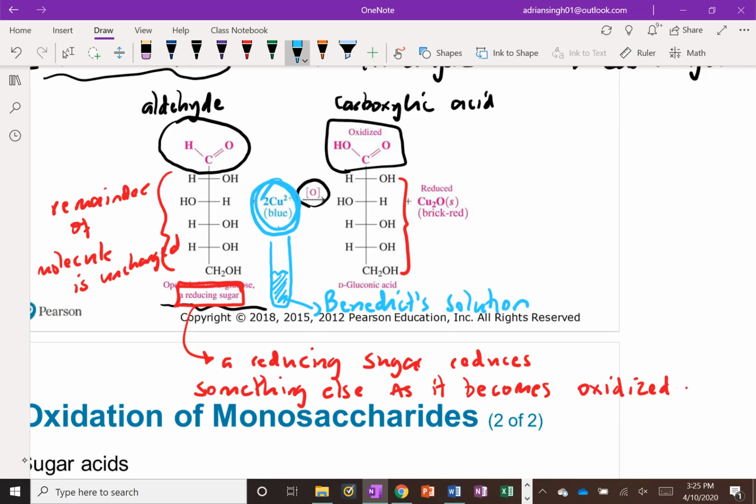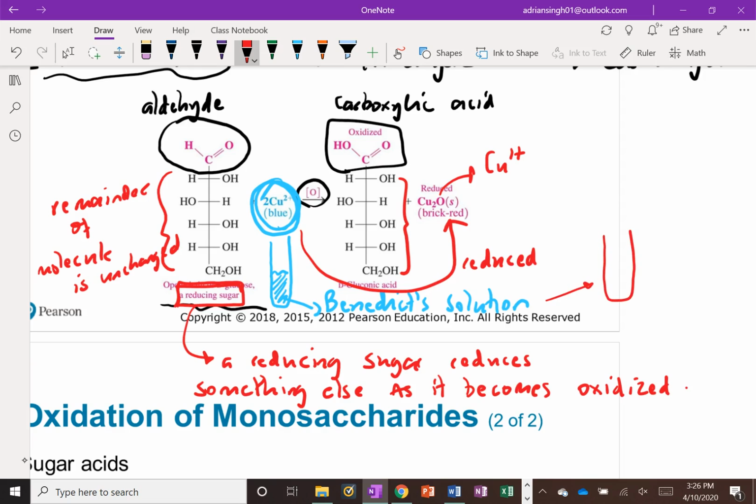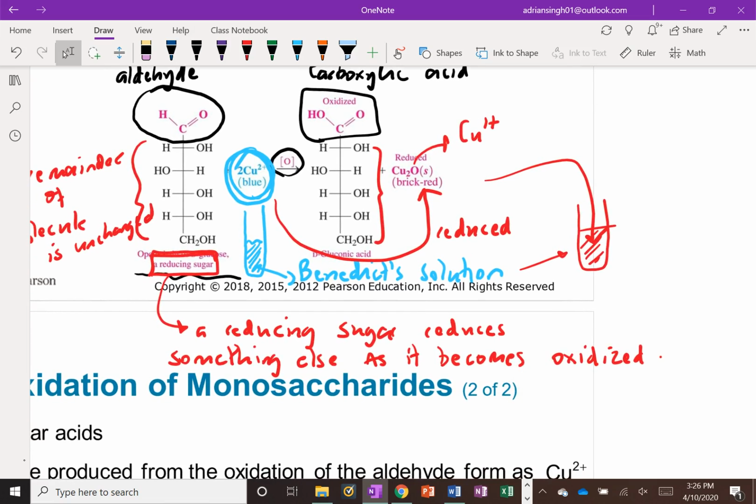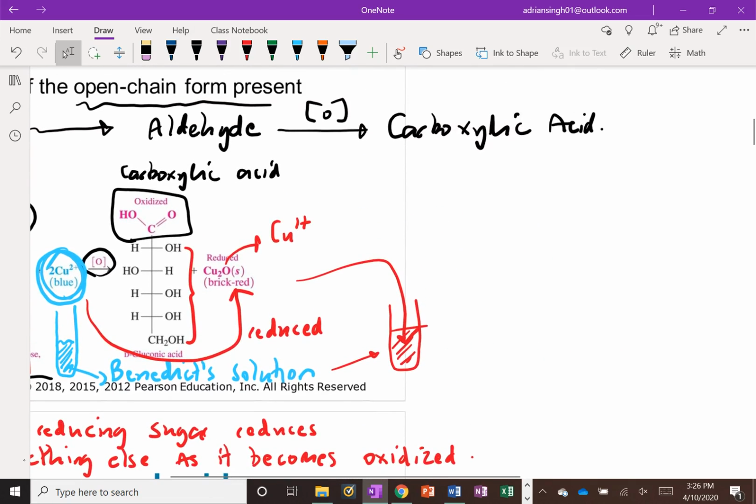And if we add a reducing sugar to that Benedict solution, that reducing sugar reduces the blue copper 2+ to a brick red color. That's due to the presence now of the copper 1+ ion. What we'll see is that the solution actually changes color from that blue Benedict solution, which has the copper 2+ in it, to a brick red color. So that's a very common test for the presence of reducing sugars. That's the Benedict's test for reducing sugars.